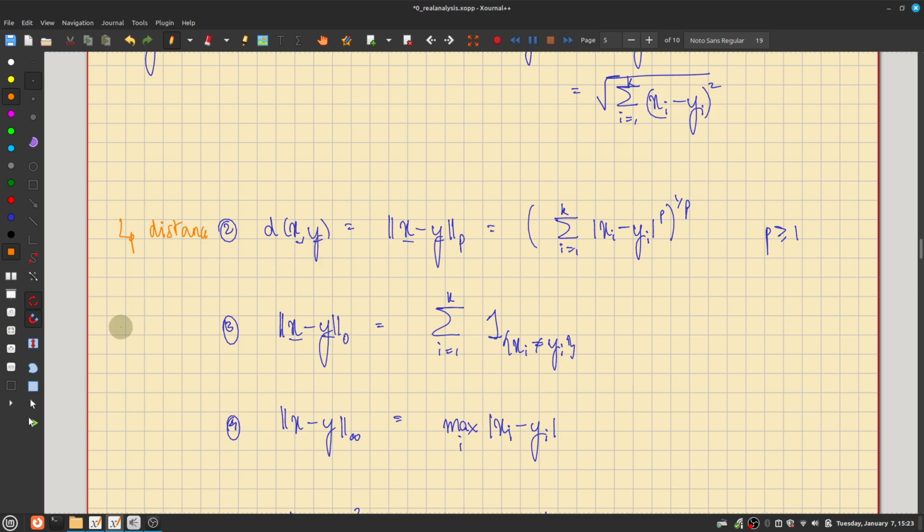Similarly, we have what we call the L0 distance. So given any 2 vectors, the L0 distance, also called the Hamming distance, is simply the number of components in which the 2 vectors differ.